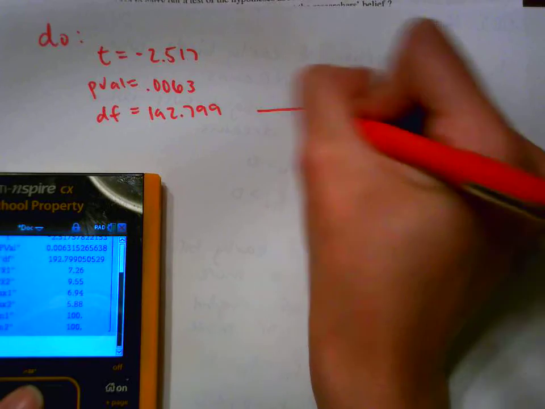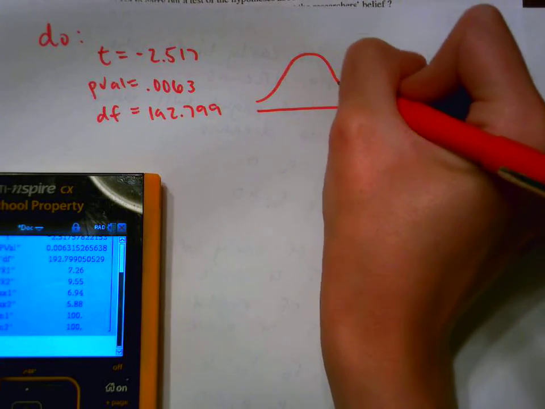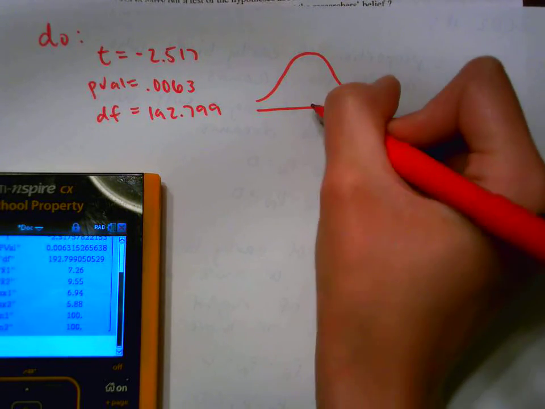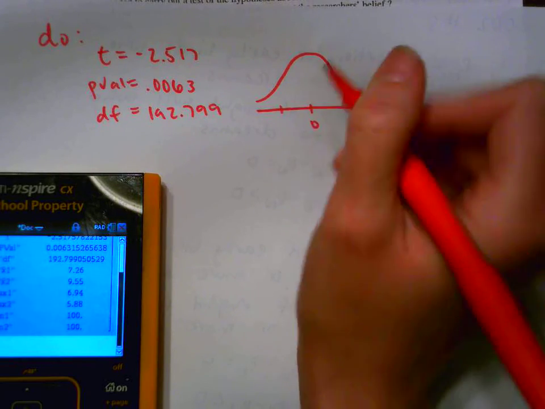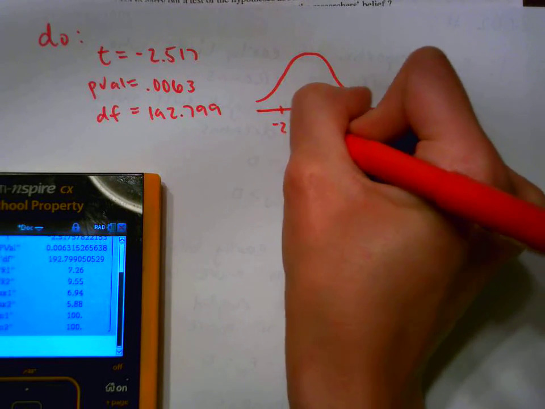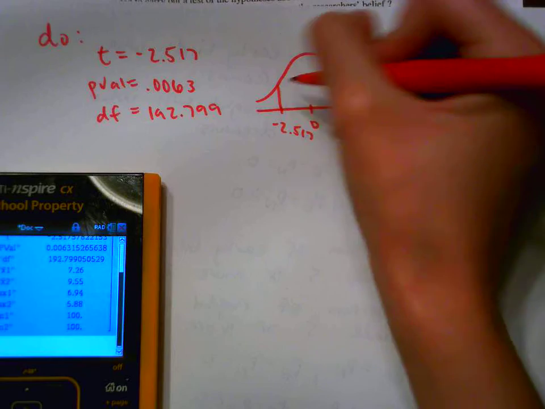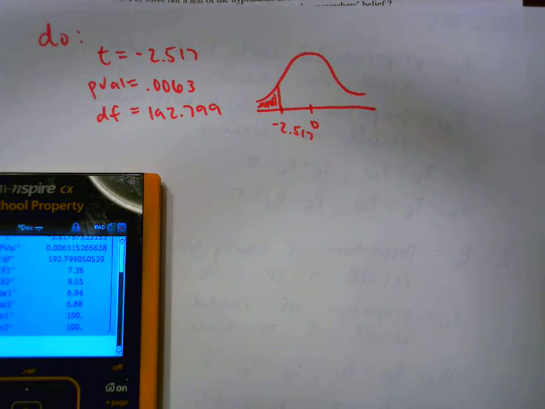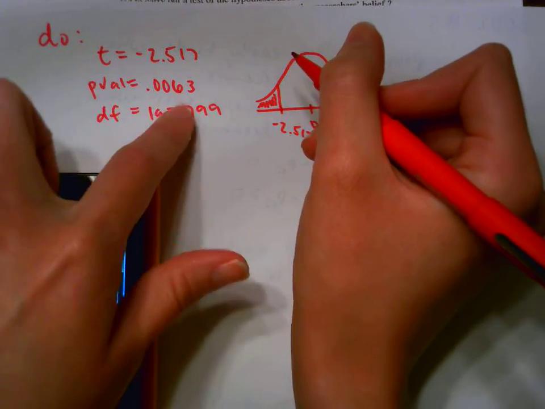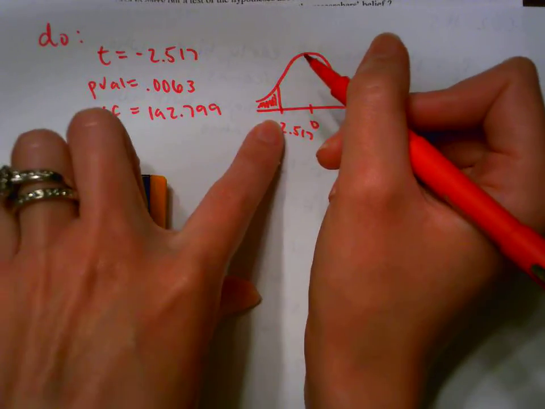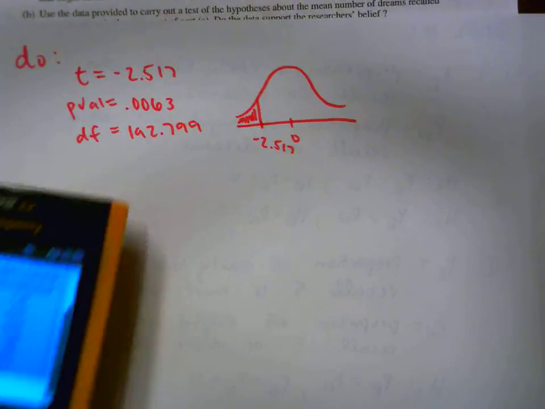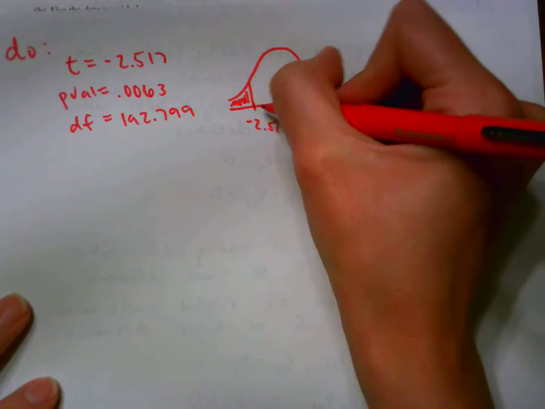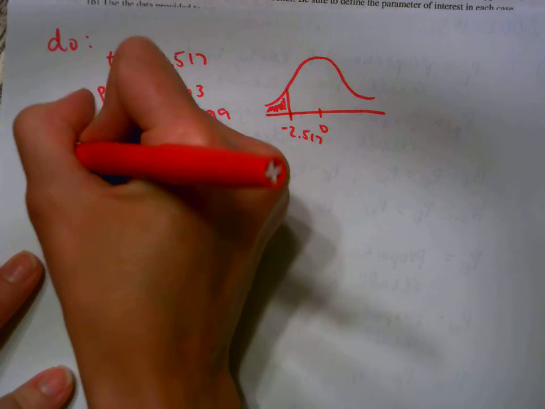And then we draw our distribution. This is a t-distribution with 0 in the middle. Put our negative 2.517, and because our alternative was less than, we shade to the left. That shaded area is the p-value, which is a lot smaller than what it looks like I shaded, but that's okay, as long as you labeled your test statistic right there. So now we're ready to conclude.